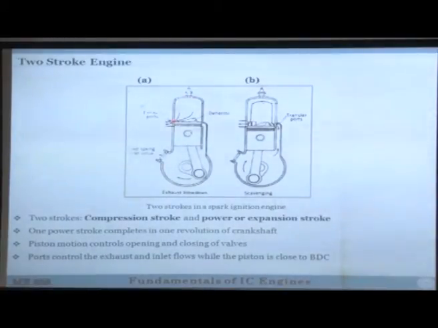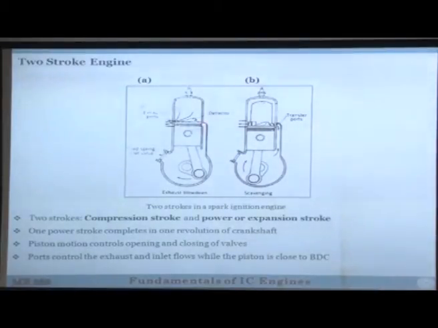When the piston moves down, the exhaust port first gets uncovered. So when the exhaust port gets uncovered, the pressure here is high, so exhaust will go out. The piston is coming down, so the pressure here will be higher. When the piston goes down further, this port will get uncovered. So then what will happen? This air-fuel mixture will go up.